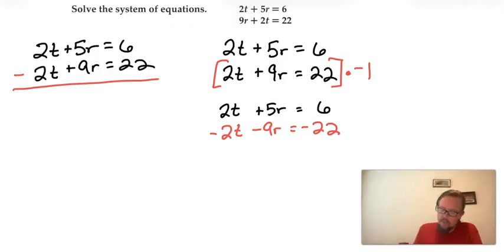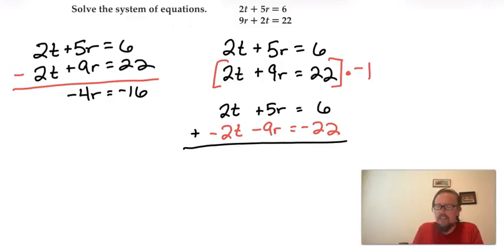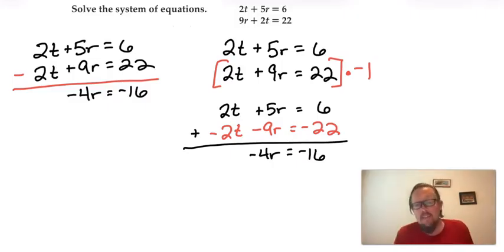Because 2t minus 2t is 0. 5r minus 9r is -4r. And 6 minus 22 is -16. Which of course is the exact same answer I would get if I added these together. 2t plus -2t is 0, 5r plus -9r is -4r, and 6 plus -22 is -16. So multiplying everything by -1 and then adding is exactly the same thing as just subtracting everything. So if I just go straight to subtraction, I can save myself some writing.